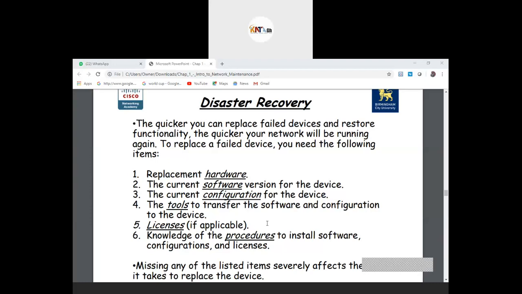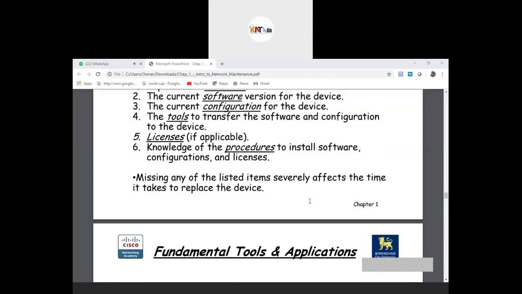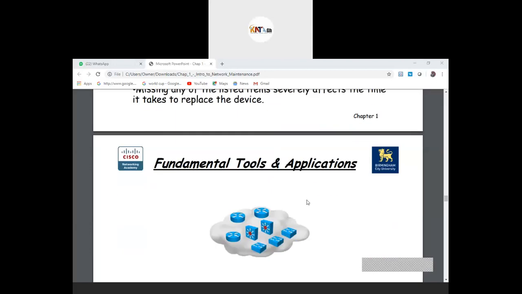Now, you need knowledge of the procedures to install software, configurations and licenses. You need the knowledge of the procedures to be able to install configurations and licenses. Now, if any of these are missing, it severely affects the time it takes to replace the device.